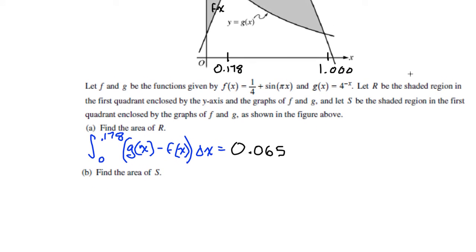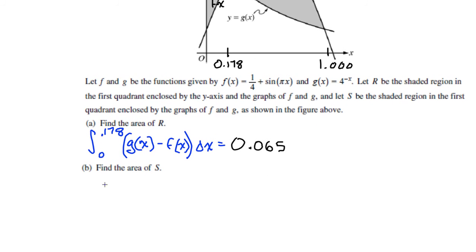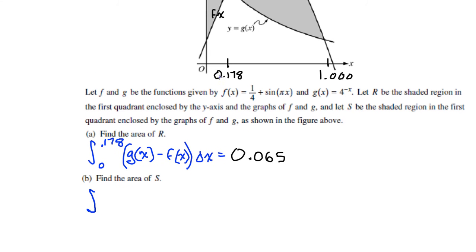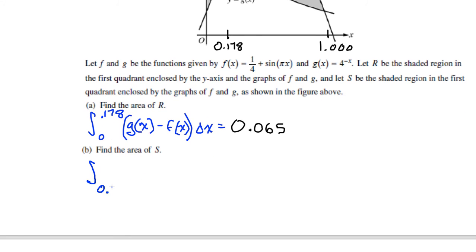And then finally, the area of S, this is going to be the integral between now 0.178 and 1, or 1.000 if you prefer. And this is not going to be g of x minus f of x. It's now f of x minus g of x. Again, it's top minus bottom. The top is now f, not g.